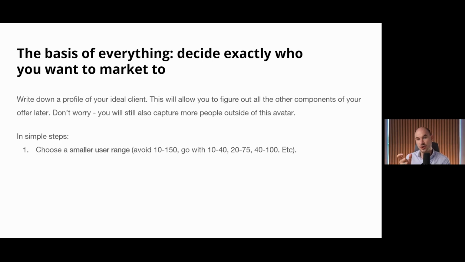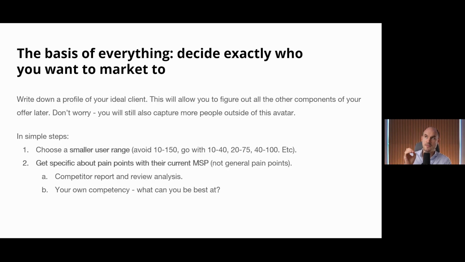Simple. So go for a smaller range, and I suggest 10 to 40, 20 to 75, or 40 to 100, and then think about their pain points, but don't think about the pain points that they might have if they didn't have an MSP, because everyone has an MSP. Think about the pain points they might have with their MSP. This is a major hack. So it's not like, oh, you need proactive maintenance and stuff like that. Like, oh, come on. Like right now, 2025, computers are not that bad anymore.